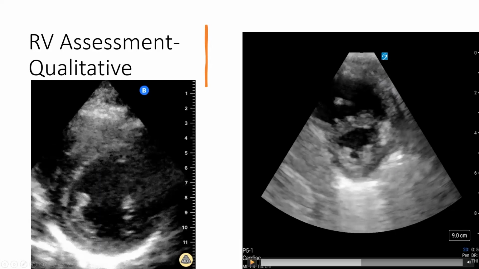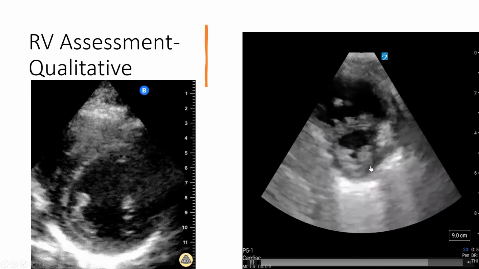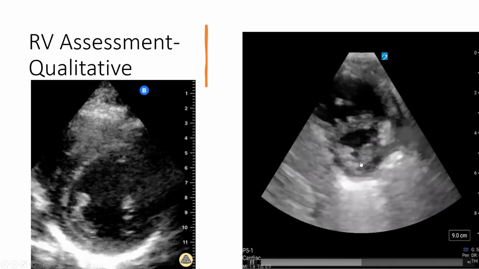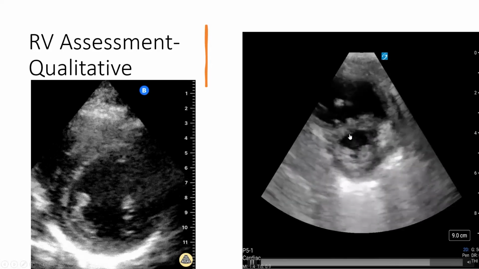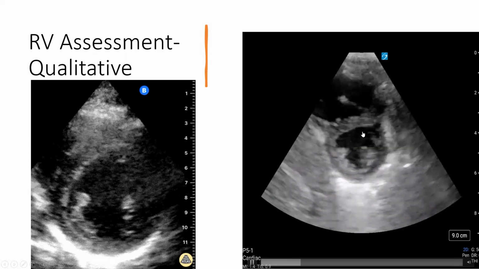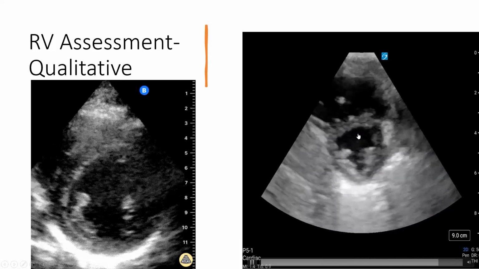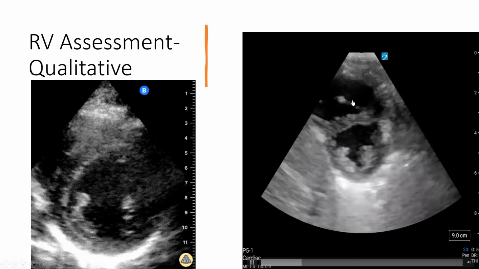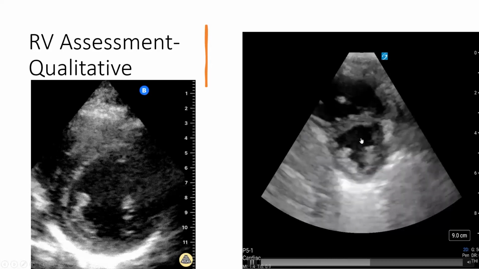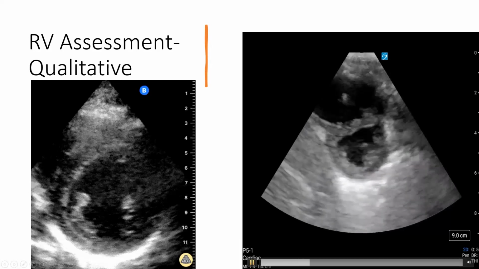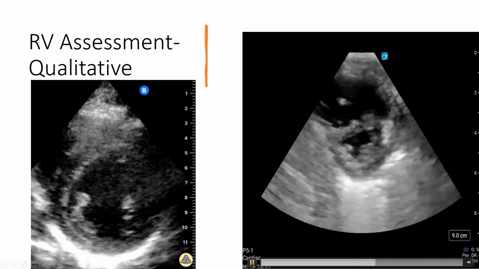And then the image here, again, this is also at the level of the papillary muscles. But you see this septum is really flattened, and it's not bowing into the right ventricle at all. In fact, if anything, it's bowing into the left. So this is potentially indicative of right ventricular hypertension. This is abnormal, this is not what's expected in a normal right parasternal short axis view at the level of the papillaries.